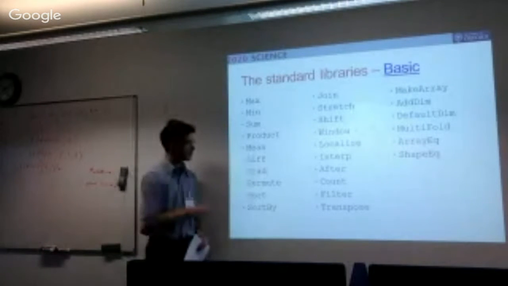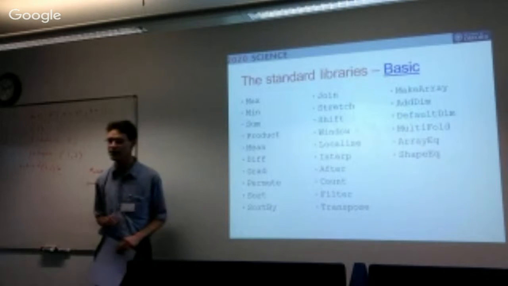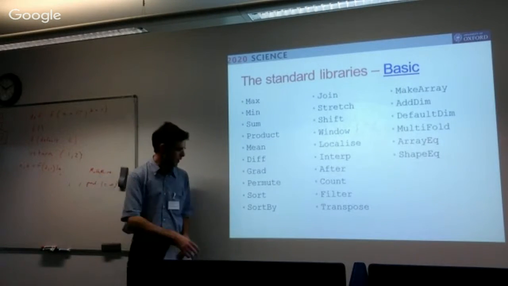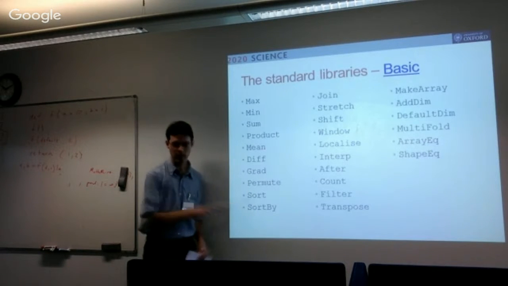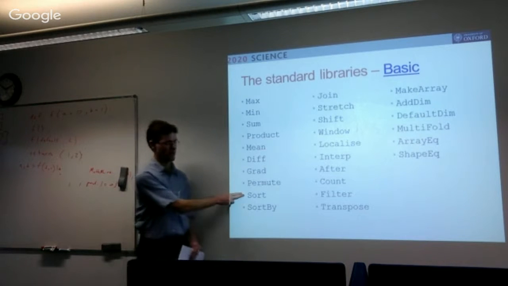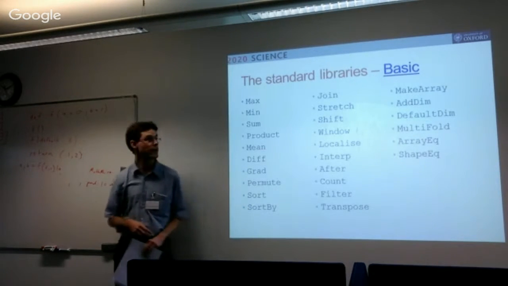There's diff and grad, useful for working out the gradients if you've got x and y values represented in your two arguments. Permute is mainly useful for doing sorting, so you can sort arrays along a particular dimension either just by the values in the array or by some other vector that gives you the sorting key.